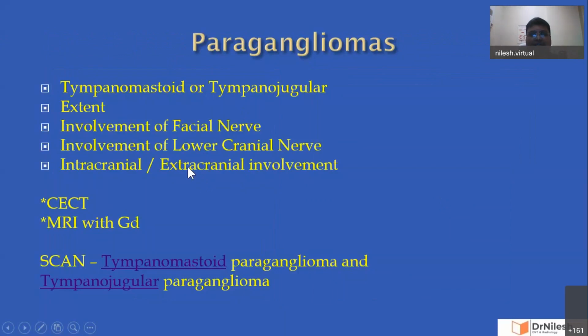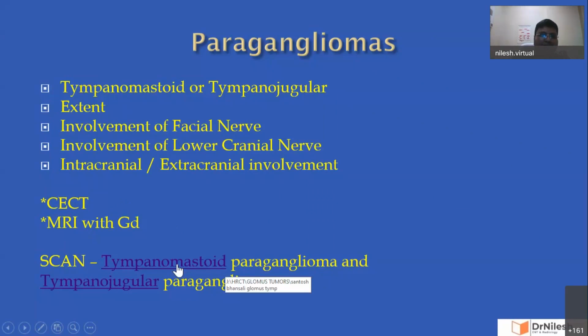First, you need to decide whether it is tympanomastoid or tympanojugular. Second, see the extent. Third, see the facial nerve. Then see the lower cranial nerve and then whether it is extracranial or intracranial. So investigations of choice are contrast enhanced CT scan and MRI with gadolinium contrast. So we'll see the scan of tympanomastoid paraganglioma first.